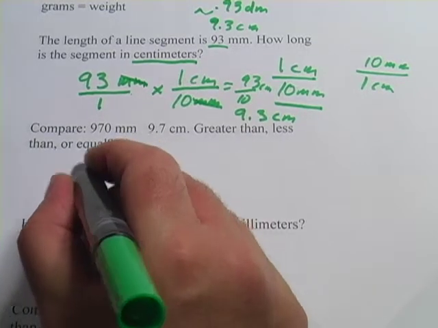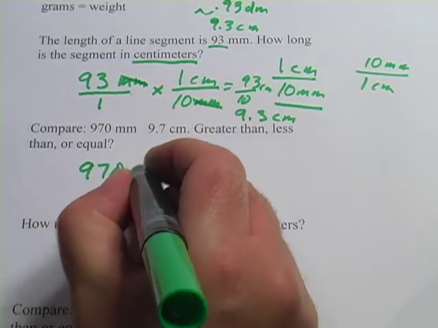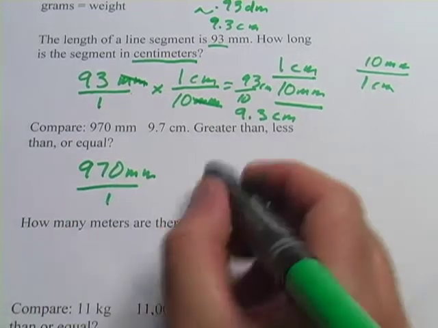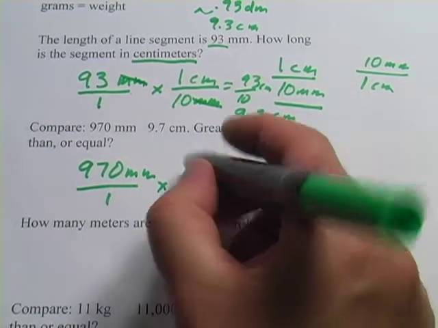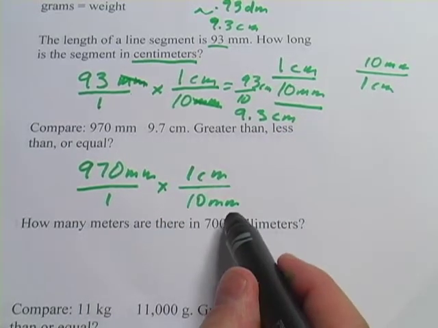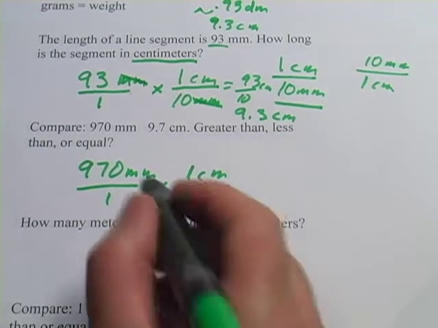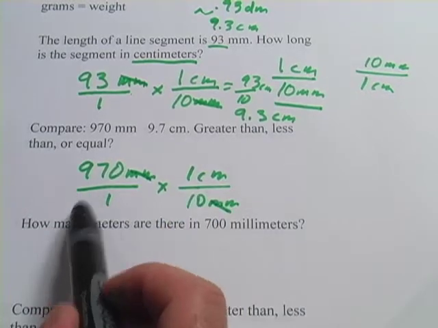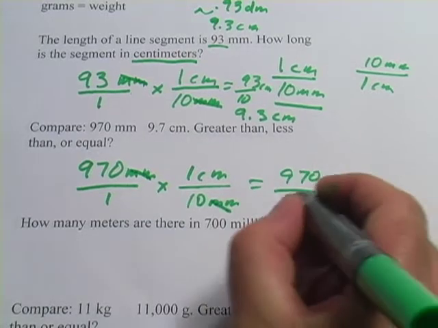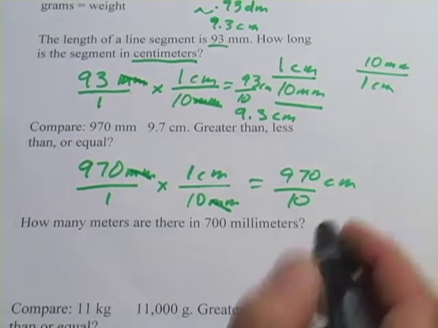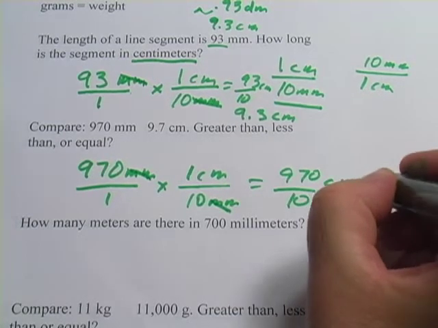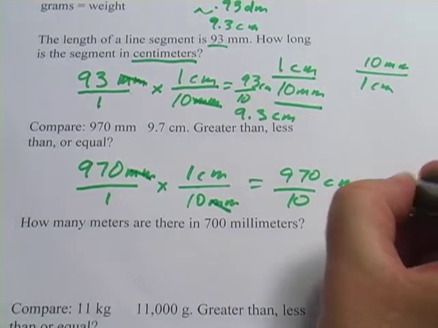Well, I'm just going to take my millimeters, 970 millimeters, since it's the same thing we did in the last problem, and convert that to centimeters. My conversion factor is 1 centimeter for every 10 millimeters. I know it's this one because the millimeters are on the bottom and they'll cancel out. So I get 970 times 1 across the top and 1 times 10 across the bottom. This is centimeters. And then I can divide that by 10. 970 divided by 10 is 97. So this is 97 centimeters.